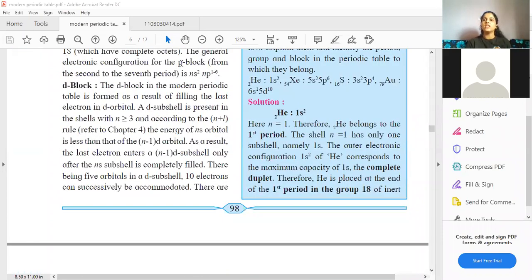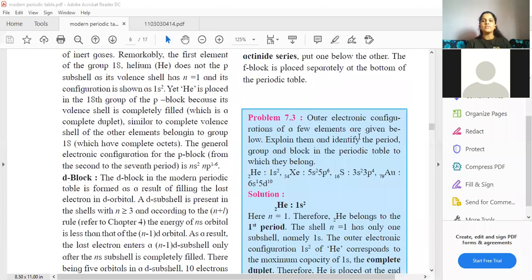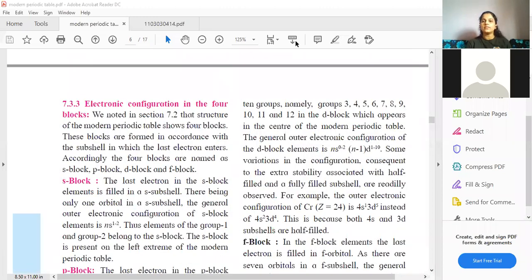Alright, fine. Okay, so students, over here in D block, we know that the D subshell has 5 orbitals, so it can hold up to 10 electrons. That is the reason we have 10 columns or 10 groups under D block. That is what they have written over here: there are 5 orbitals, 10 electrons can be successively accommodated. Namely, that is the reason we have 10 groups starting from 3 going till 12 in the D block, which appears in the center of the modern periodic table.